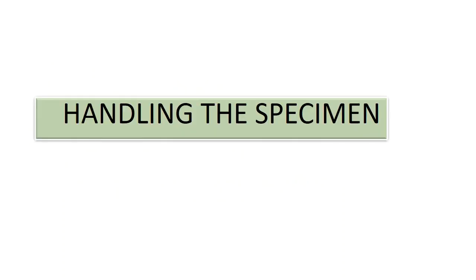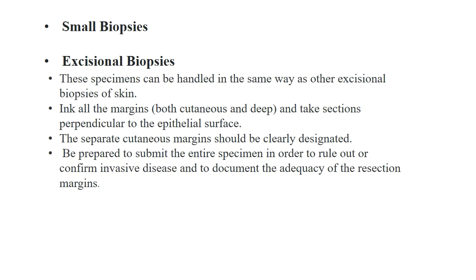Now, what are the types of biopsy specimens that you can encounter in your day-to-day practice? There may be small biopsies, excisional biopsies, or vulvectomies. Small biopsies are usually punch biopsies. The excisional biopsies should be handled in the same way as other excisional biopsies of skin. That is, you need to ink all the margins, both the cutaneous and the deep, and take sections perpendicular to the epithelial surface. The separate cutaneous margins should be clearly designated, and if you do not see any lesion, be prepared to submit the entire specimen in order to rule out or confirm invasive disease.